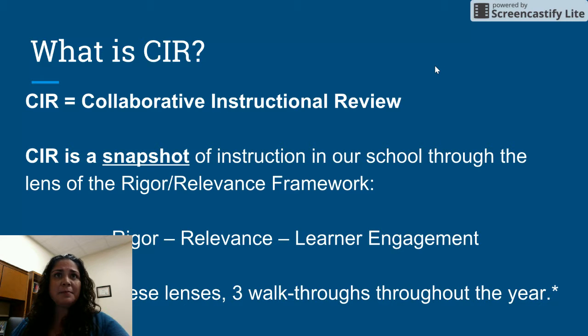So when we're talking about CIR, things to think about. It's an observation, but remember that this is just a snapshot. And when the team comes in, that's our thought process, that this is a snapshot of instruction in our school, specifically through some different lenses. And we'll be talking about the rigor relevance framework. There are 3 lenses that we focus on. There's rigor. What level of rigor are we at? There's relevance. And then finally, learner engagement. So we're looking at 3 walkthroughs with specific focuses plus 1 that kind of pulls them all together.